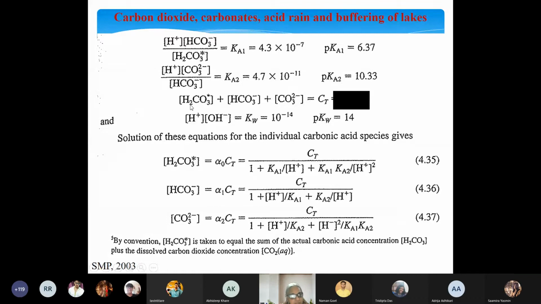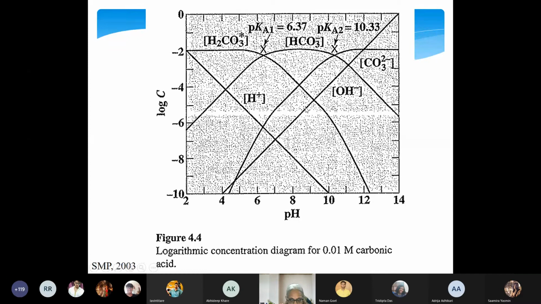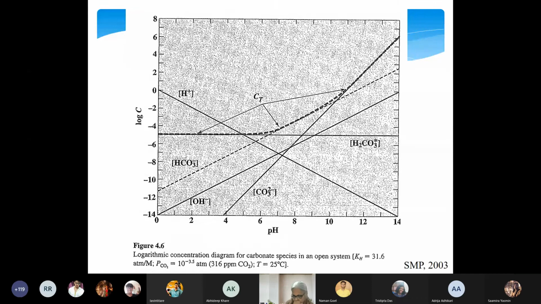Now, in the first case, in the closed system, CT was fixed and these three were variables. In our open system, H2CO3 star is fixed and the remaining three are variables. Okay, and they are varying with pH. And you can solve it for any different pH and satisfy yourself that yes, they are varying.